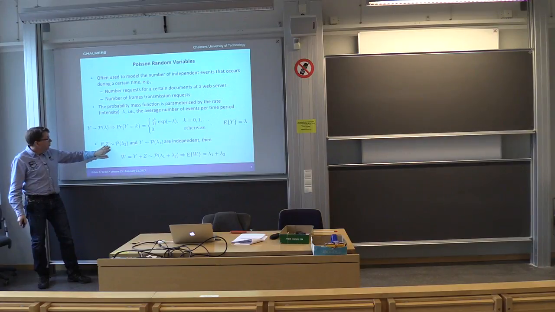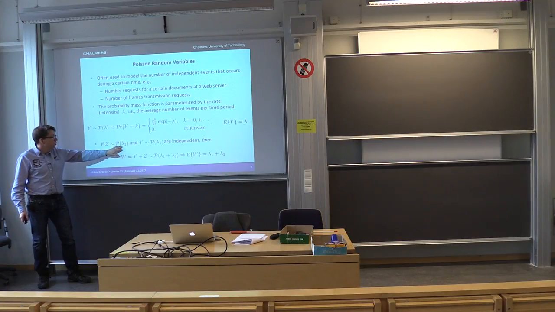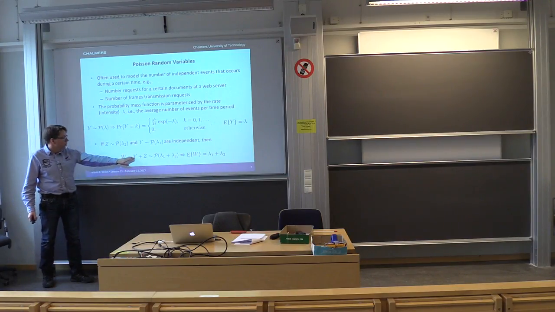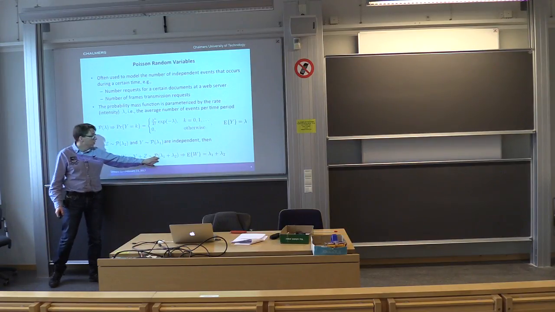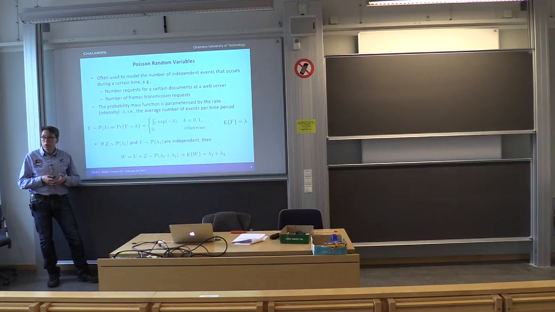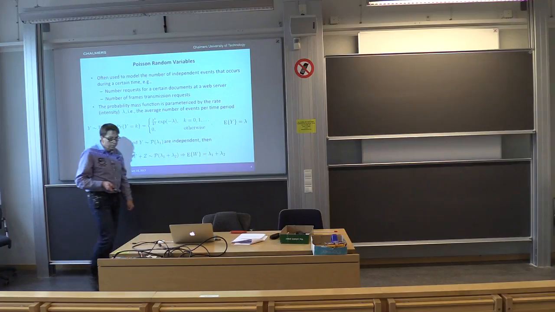Now an important thing is that if z is Poisson with lambda 2 and y is Poisson with lambda 1, then w, which is y plus z, is also a random variable, and that turns out to be a Poisson with an intensity which is the sum of the intensities of the individual random variables. So this is quite useful. If we have Poisson traffic from 2 sources and I aggregate them to one source, then that source will have Poisson data traffic, but with the sum of the rates. So it's quite convenient to us.